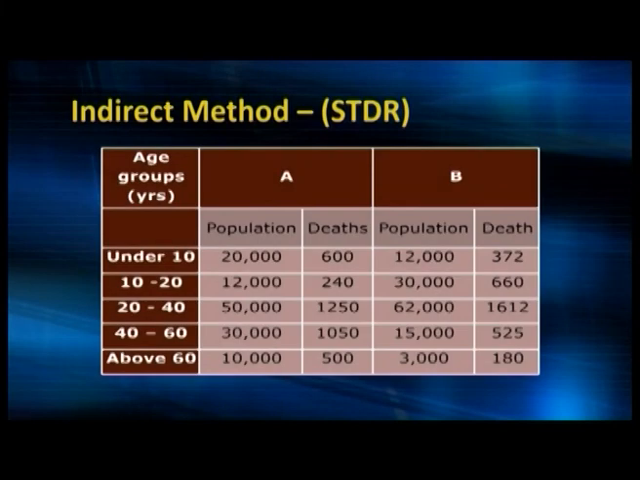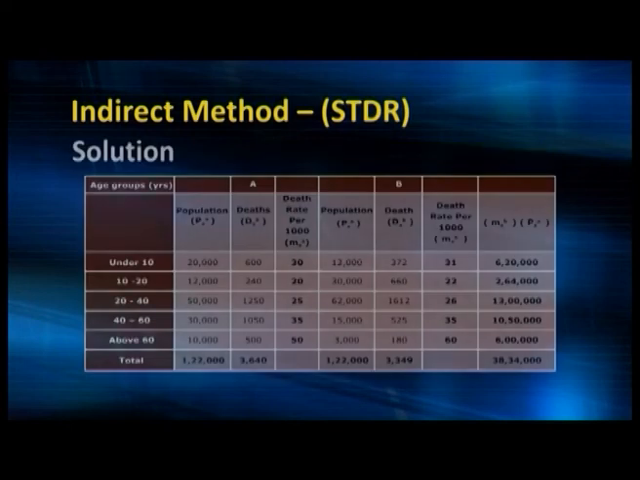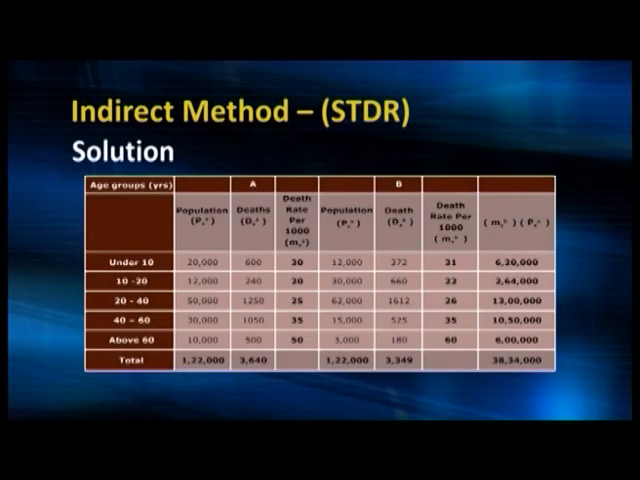In the table, the first column represents the age group X. The second column represents the population of A for age X. The third column represents the deaths in population A at age X. The fourth column represents the population of B for age X. The fifth column represents the deaths in population B for age X. Solution is as follows.